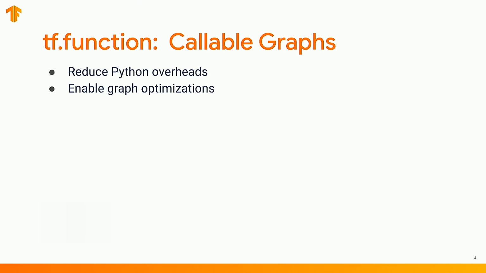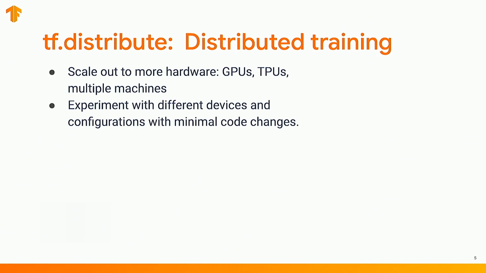Next, we're going to be talking about tf.function. This is how you can formulate your training step in a way that is efficient so that the runtime can run with very minimal overhead. And finally, we're going to be talking about tf.distribute, which is how to target your training to specific hardware and also scale out to more hardware.